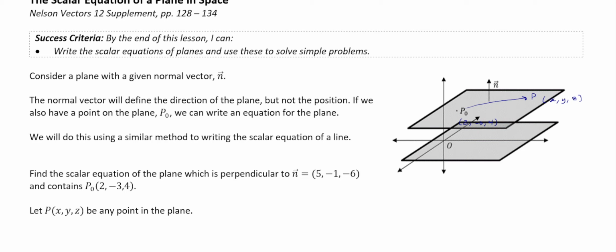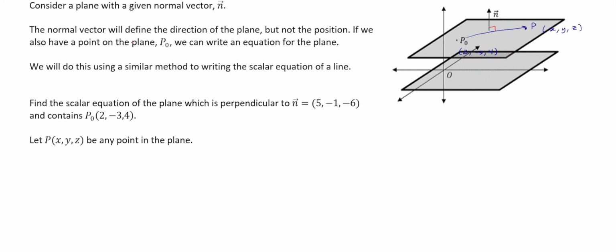Well, what you might see here is that the normal vector is perpendicular to this vector P naught P. So the first thing that we're going to do is create the vector P naught P, right? We say final minus initial, so X - 2, Y - (-3), and Z - 4. So that is equal to X - 2, Y + 3, Z - 4. And then the normal vector we already have defined as 5, -1, -6.